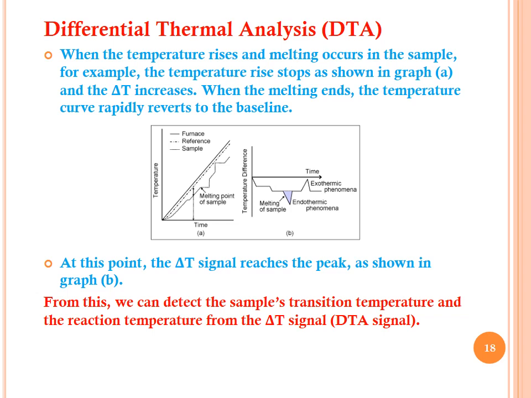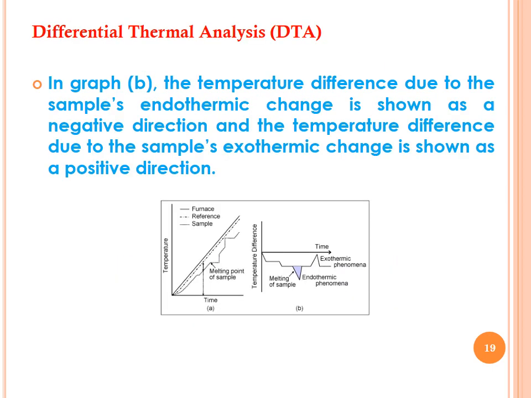From this we can detect the sample transition temperature and reaction temperature from the delta T signal, that is called the DTA signal. In graph B, the temperature difference due to the sample's endothermic change is shown in the negative direction, and the temperature difference due to the sample's exothermic change is shown in the positive direction. So we have two directions, one is positive, the other is negative. Negative is also called the minima and positive is also called the maxima. If we see a minima, then this type of effect is called endothermic. If we see a maxima in the DTA curve, this is called the exothermic phenomenon.